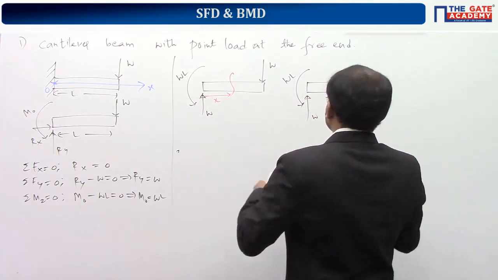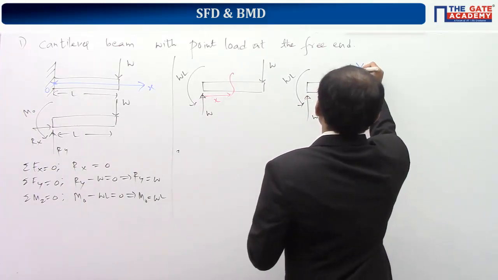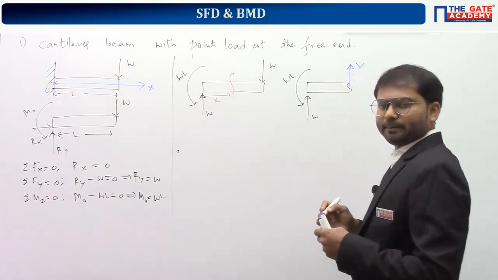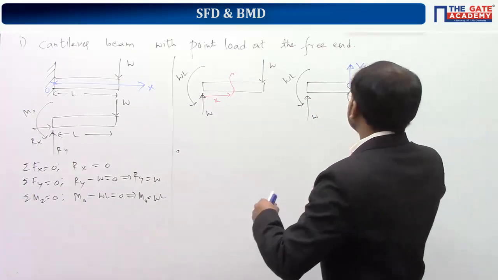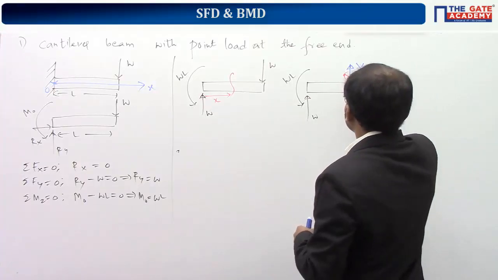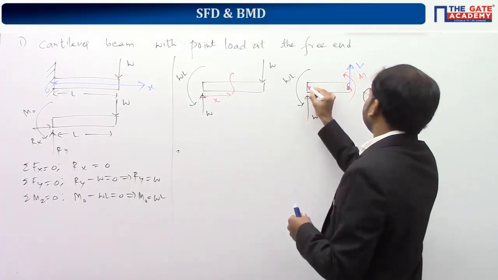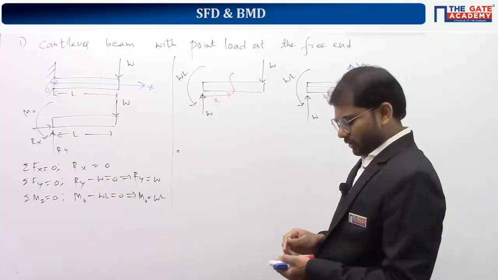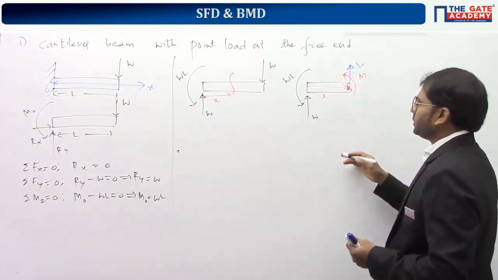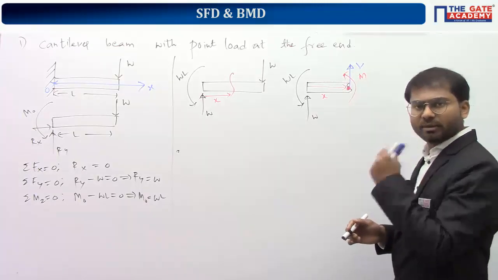We should take shear force as well. The shear force V is taken upside according to our sign convention, and the bending moment should be taken anti-clockwise. We take moments about this point, and this distance is x. If you apply the equilibrium conditions, we can get the value of shear force and bending moment.